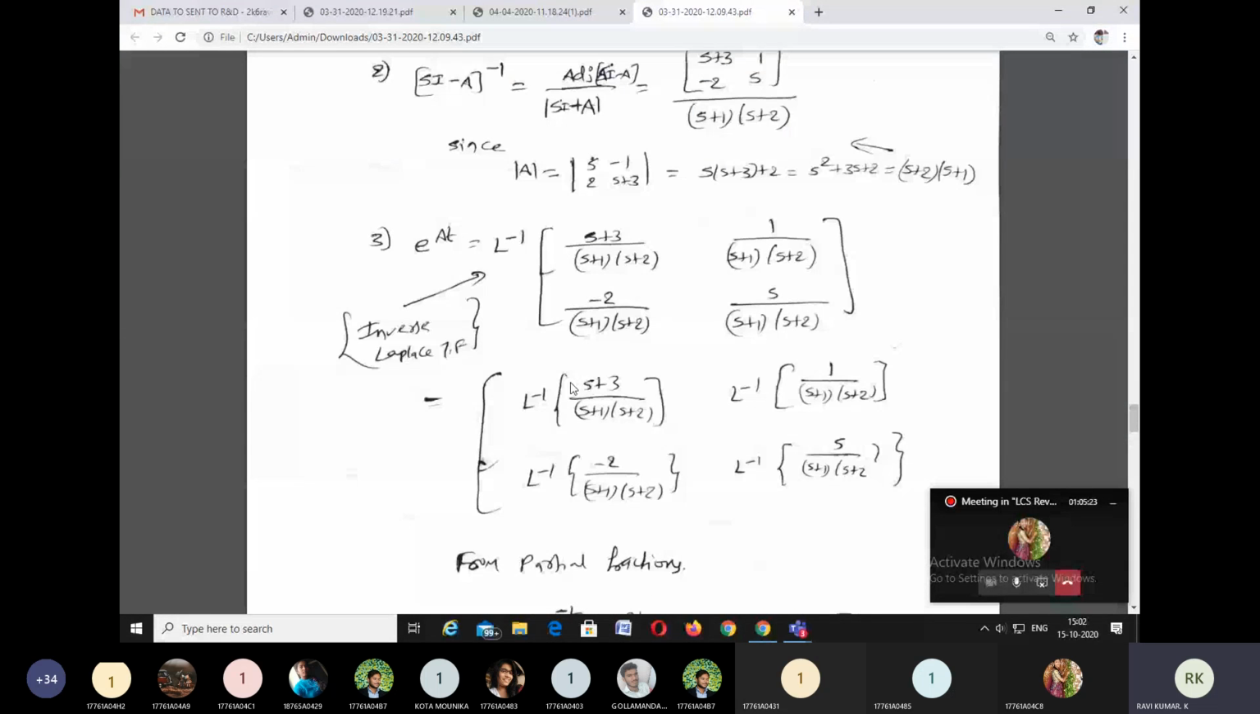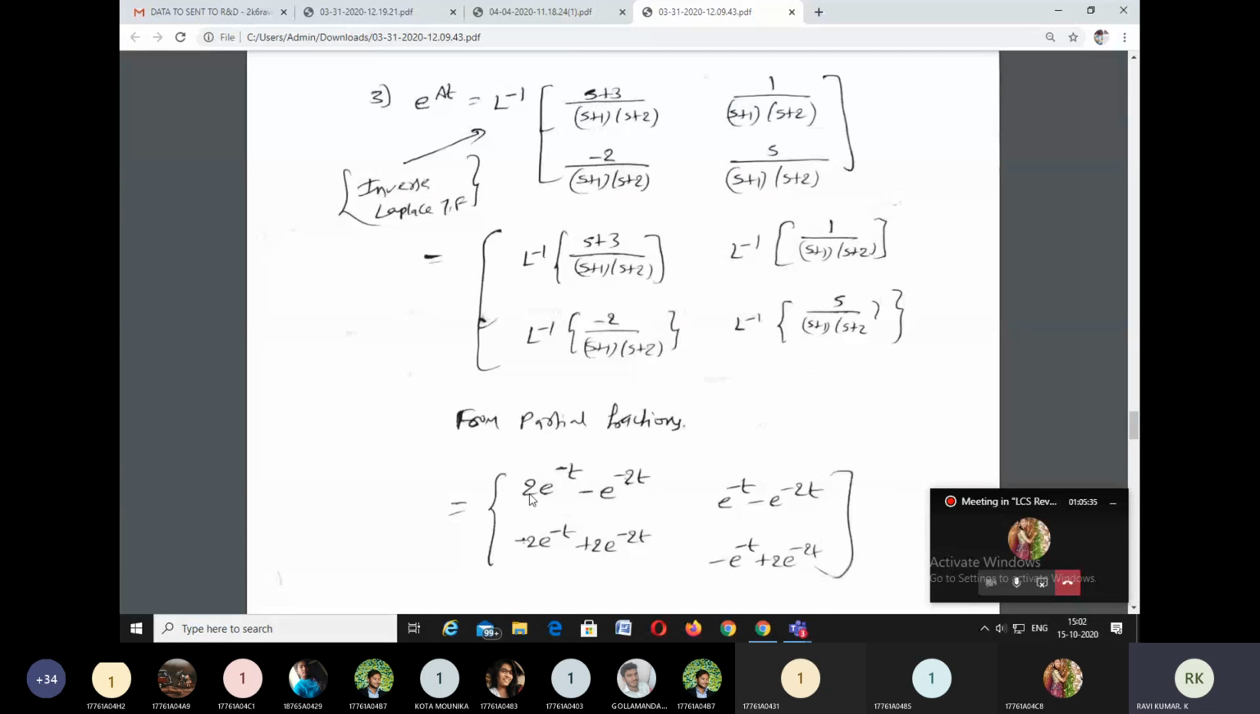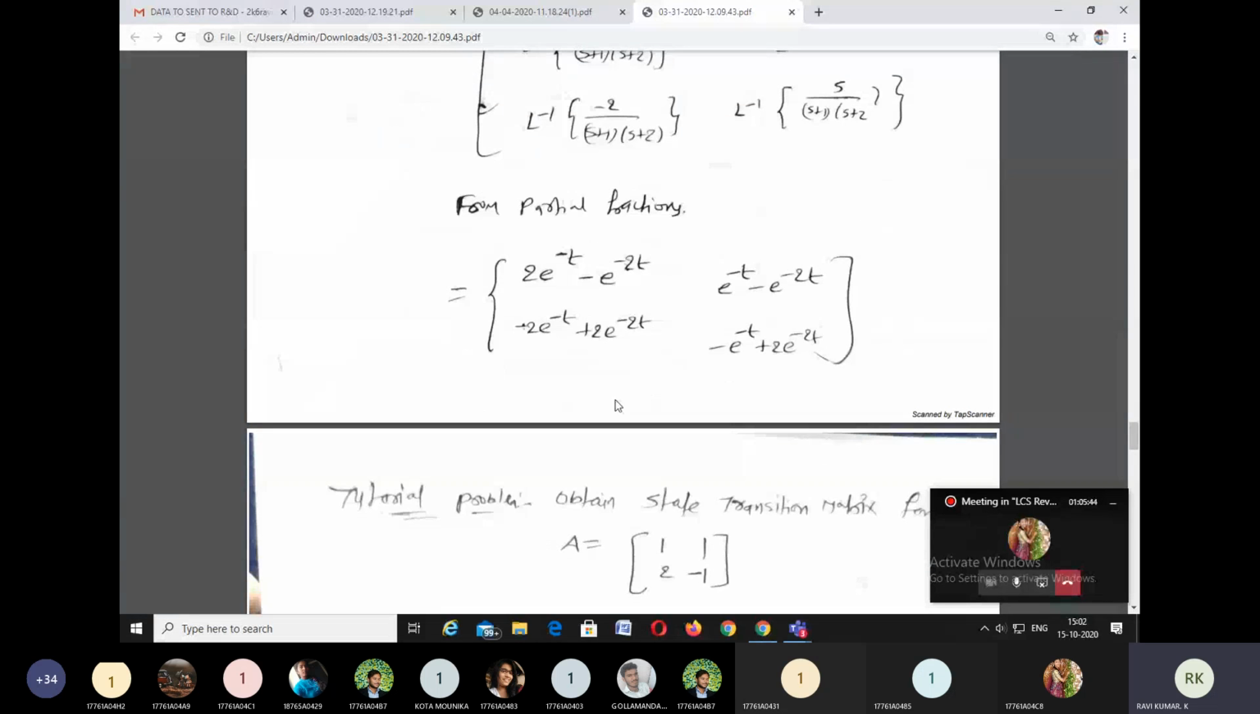(s + 3) by (s + 1)(s + 2) is equal to A by (s + 1) plus B by (s + 2). You can calculate the A and B constants and then apply the Laplace inverse separately. You'll get 2 into e^(-t) minus e^(-2t), and like that you'll get the Laplace inverse for all the terms. So this is the state transition matrix. So you can solve this one.